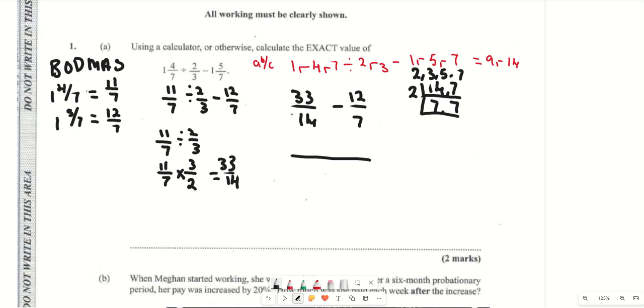Then you ask yourself, could 2 go into 7 and 7? No. So you finish with 2. What about 3? Can 3 go into 7 and 7? No. So you go on. Could 5 go into 7 and 7? No. What about 7? Could 7 go into 7 and 7?